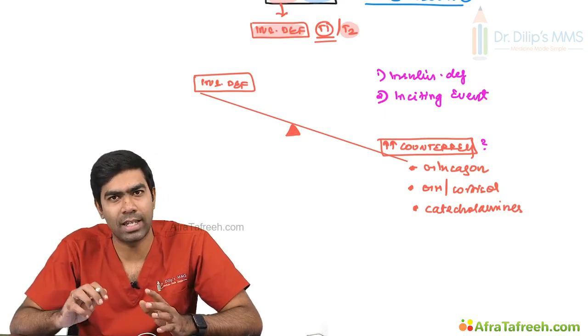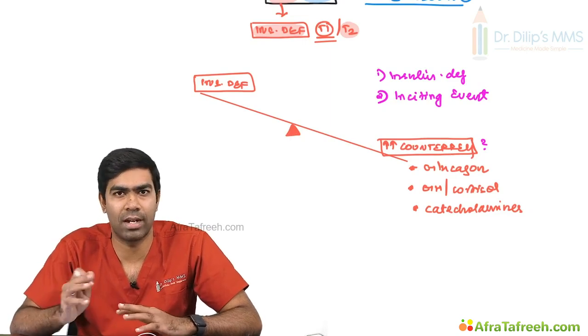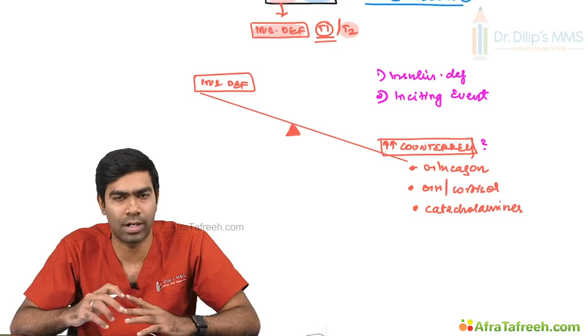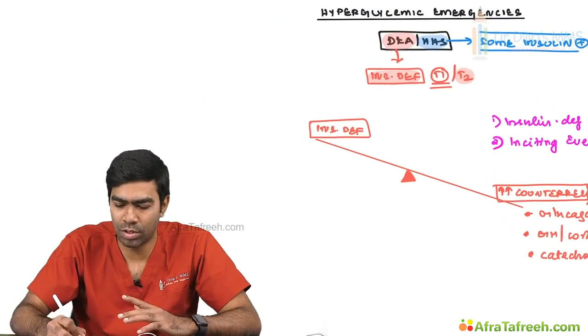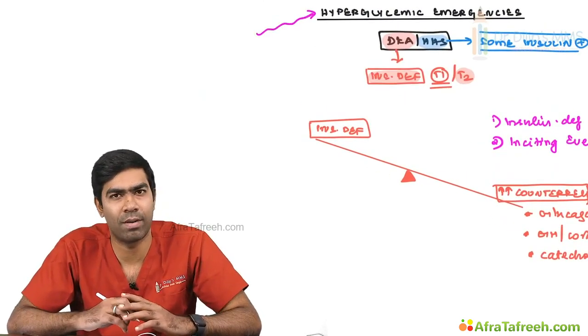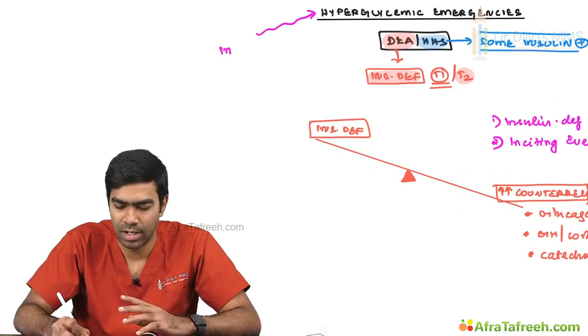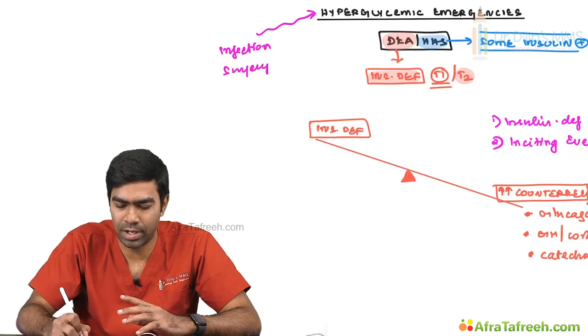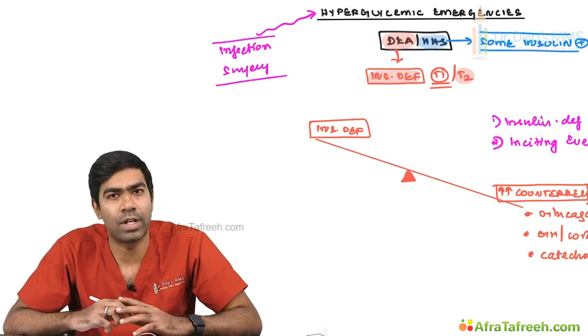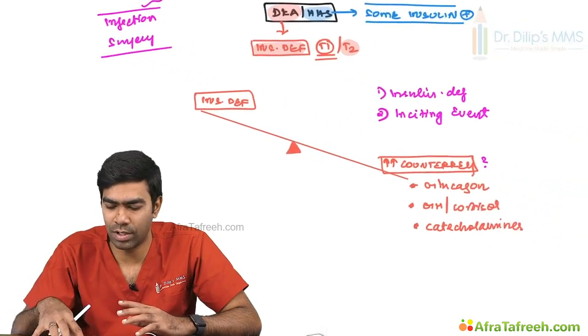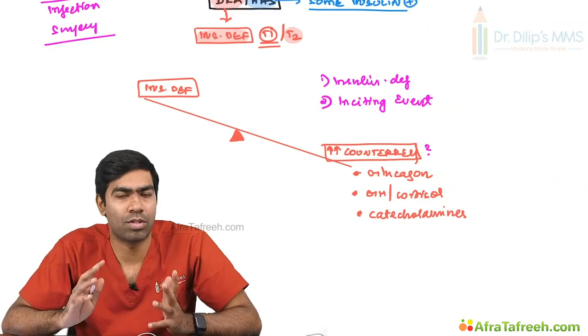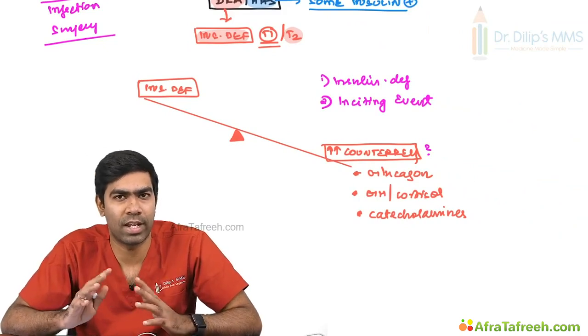So that inciting event itself can produce an excessive counter-regulatory response. For that matter, the most important reasons for development of these hyperglycemic emergencies are stressful events like infection or surgery. Even though DKA can be triggered by discontinuing insulin or erratic doses of insulin, most of the time it will be due to some stressful events like infection or surgery.